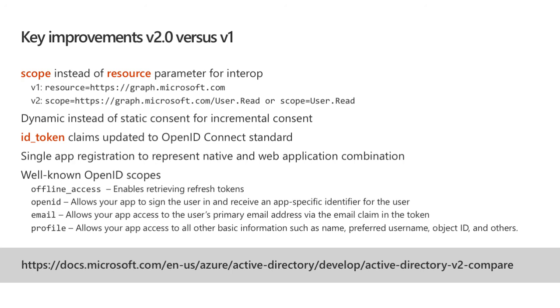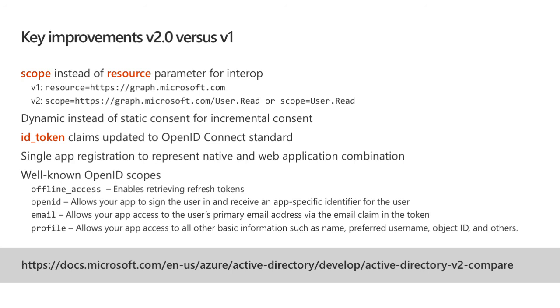The contents of an ID token have been changed in V2 to better conform to the OpenID Connect 1.0 specification, such as using the preferred username claim instead of something just called UPN, because UPN was more of a Microsoft-centric thing, but it wasn't as much of a standard.